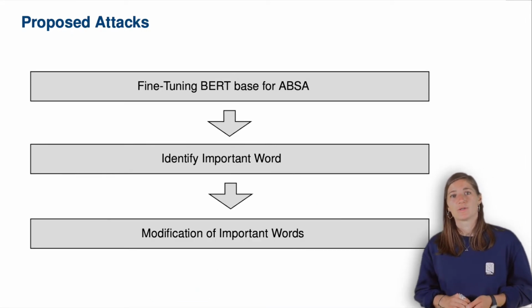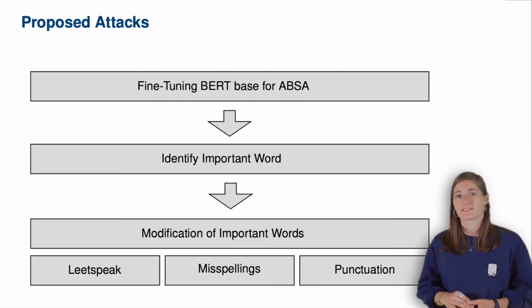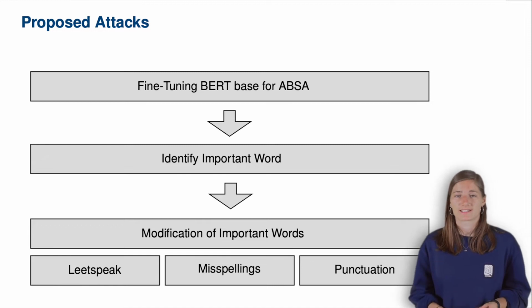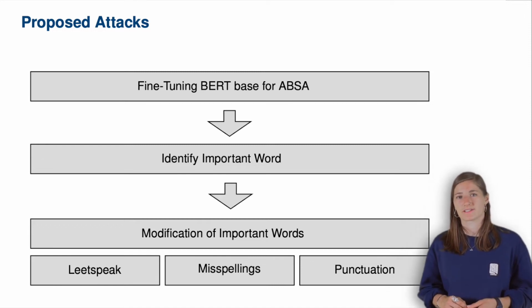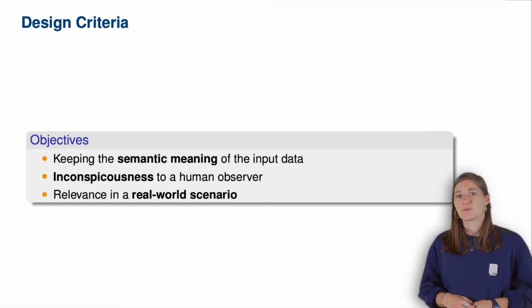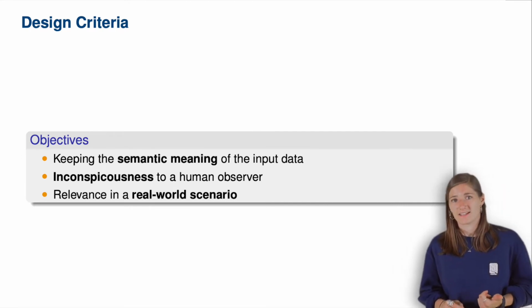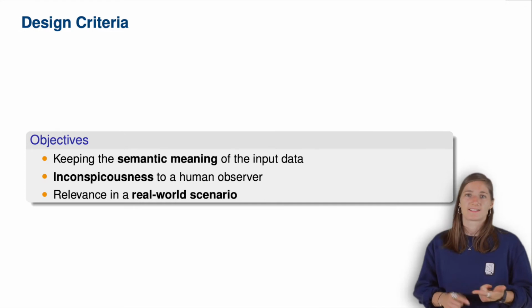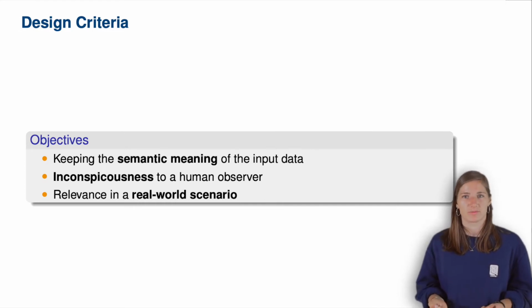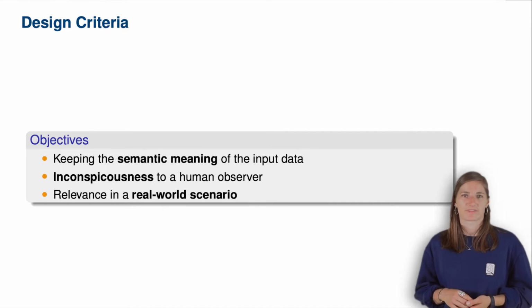In the third step, we modify the identified important words to generate adversarial examples. We designed 3 attack methods named leetspeak, misspellings, and misplaced punctuation marks. We believe that the practical relevance is important for research in adversarial machine learning. Therefore, we pursued the following objectives. First, keeping semantic meaning of the input data. Second, inconspicuousness to a human observer. And third, relevance in a real-world scenario.